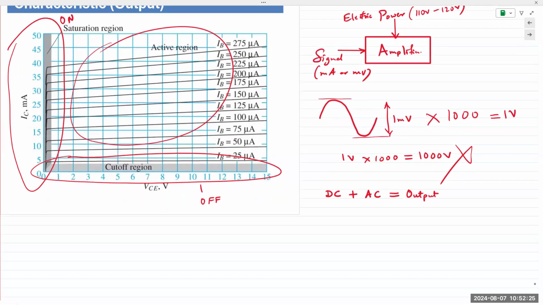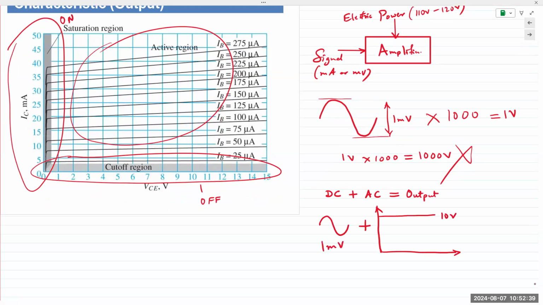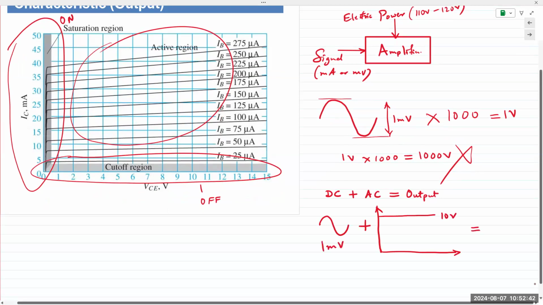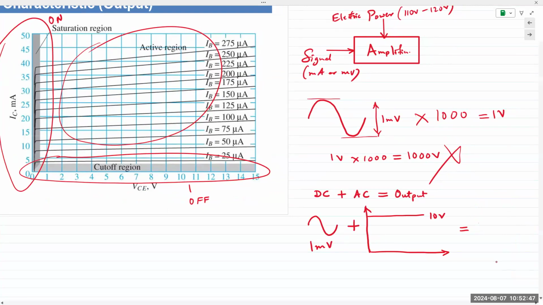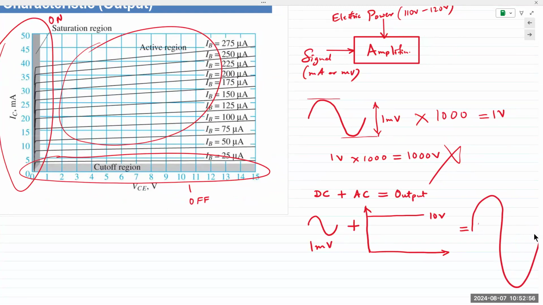So if you have a tiny signal, let's say a 1 millivolt signal, and you add it to a DC signal of 10 volts, the amplifier has now taken that DC signal and given it the shape of the AC. And that's what the amplifier is doing. And that's what it means when we say the base controls the current flow through the collector and the emitter of the transistor.